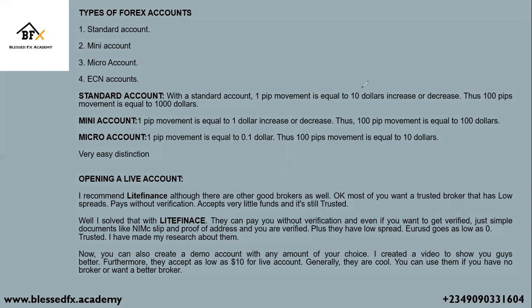There are persons who were like, I need a broker that will accept a little, that is trusted, and will pay without verification. That is when Light Finance came in. I submit to Light Finance, and they have all these things. Euro USD goes as low as $0 spread, and it's not just Euro USD. There are other pairs as well that go that low. So in fact, you can use as low as $10 for your live account. That is 5,600 naira at the time of making this video. Now I think it's 5.5.